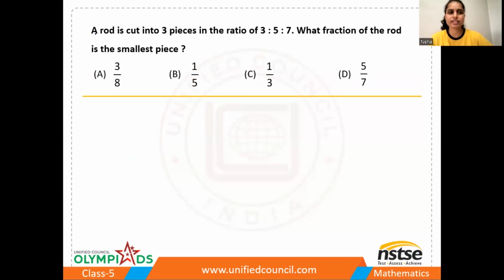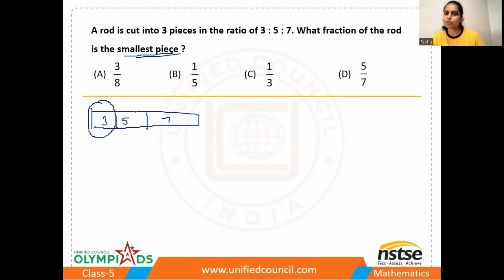Question number 2 says that a rod is cut into 3 pieces in the ratio 3:5:7. So basically there is a rod, and we are cutting this rod into 3 pieces in the ratio 3:5:7. What fraction of the rod is the smallest piece? As we can see, they are asking about the smallest piece. If the ratio is less, the piece is small.